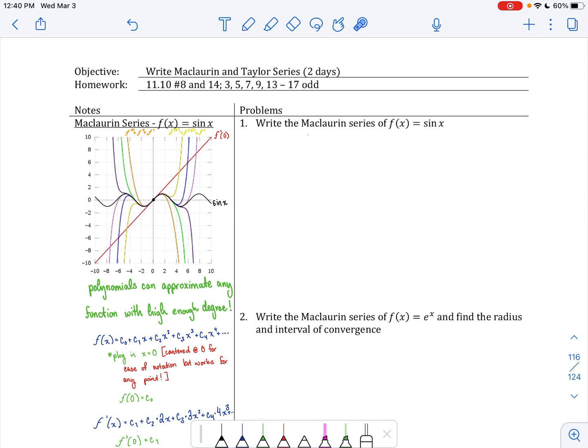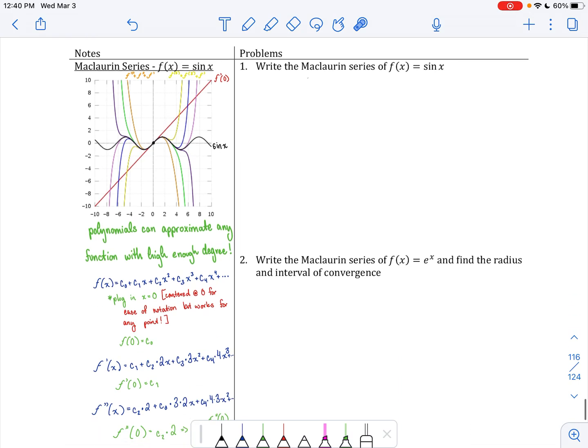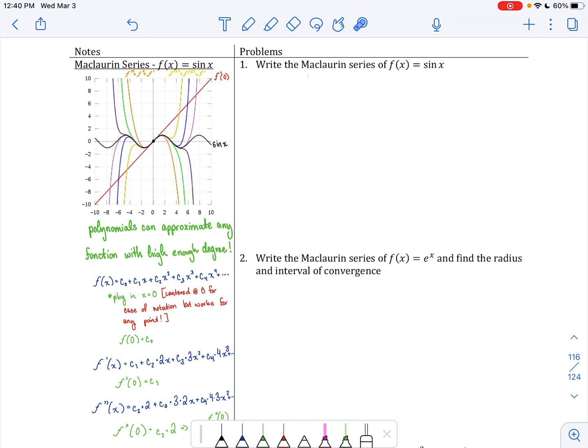Now, we're going to talk about a specific subset of series. These ones, unlike geometric or something like that, are named after the people who published about them. So we have Maclaurin and Taylor series. They're pretty much the same. There's a couple slight differences. And the idea with both Taylor and Maclaurin series is this is the principal idea. A polynomial can approximate any function with a high enough degree.